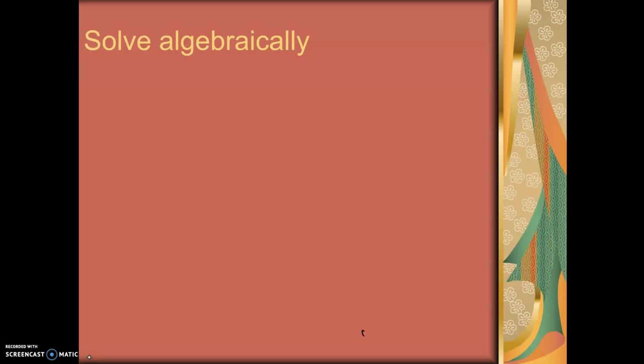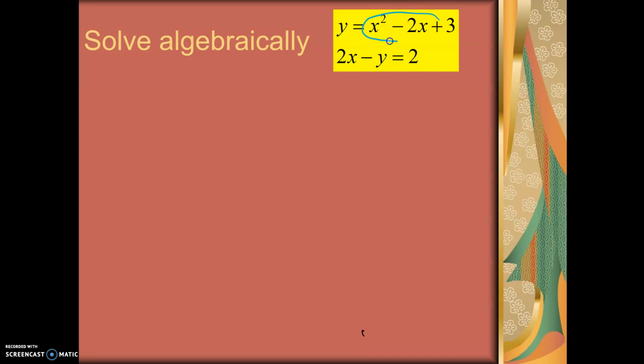Okay, third example, solving nonlinear systems. So we have y is equal to x squared minus 2x plus 3 and 2x minus y equals 2. Technically, this is ready for substitution. I could substitute this in here for y, but I'm going to go through the way I did it in the PowerPoint because that makes some students feel uncomfortable.